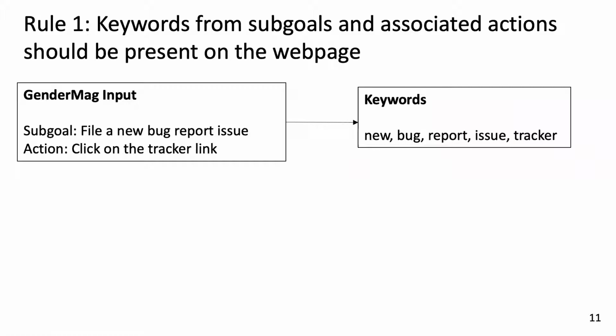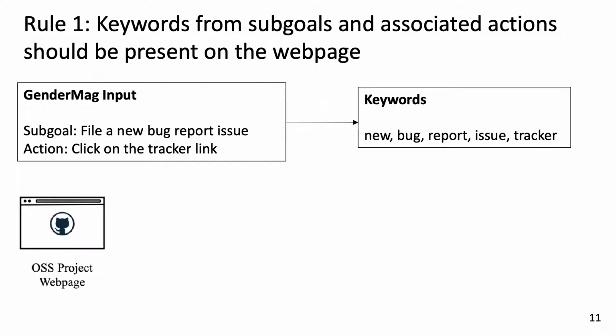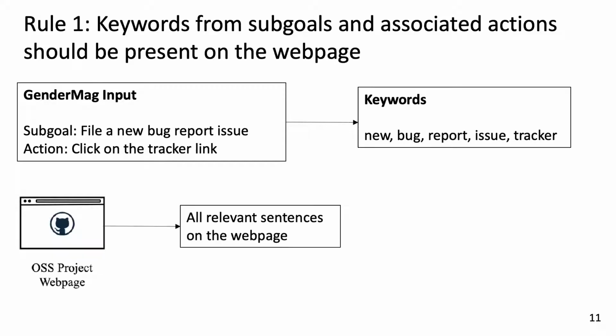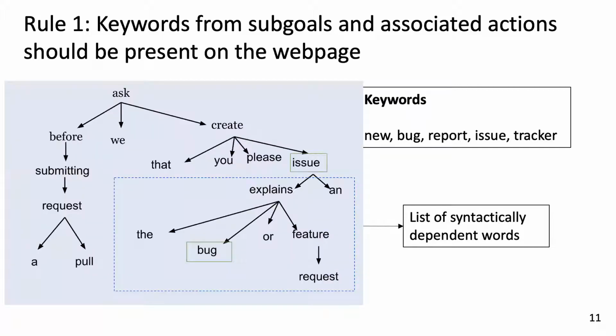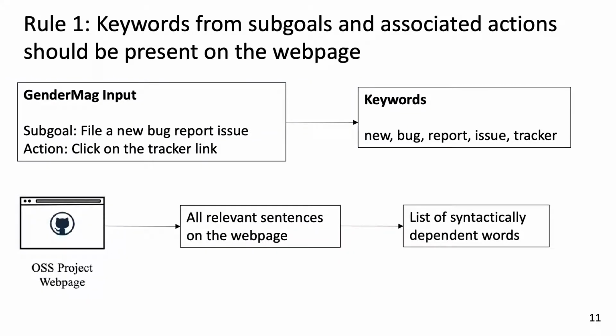Now, within the project page, to detect relevant information, we retrieve all the sentences on the web page that contain any of the keywords. Then, we use dependency parsing to extract the relationship between the keywords in each sentence. For example, here you see there is a syntactic relationship between issue and bug. So if there's a syntactic relationship between keywords, then it is considered relevant to the subgoal or action and does not report an inclusivity bug.